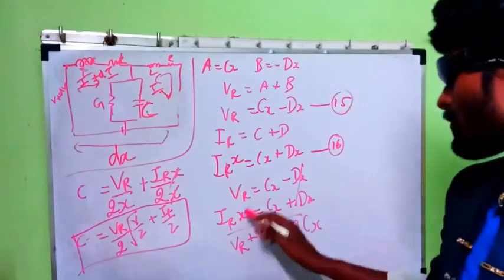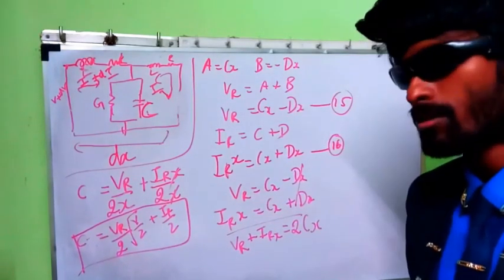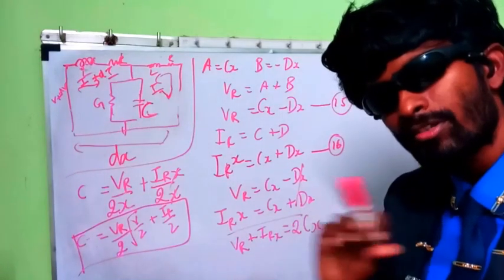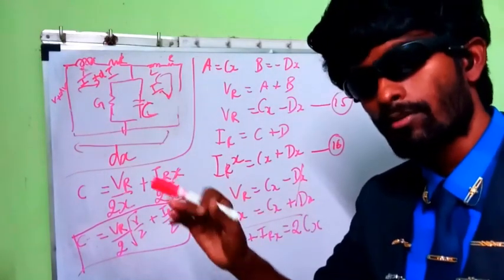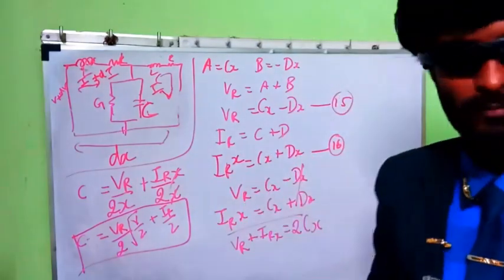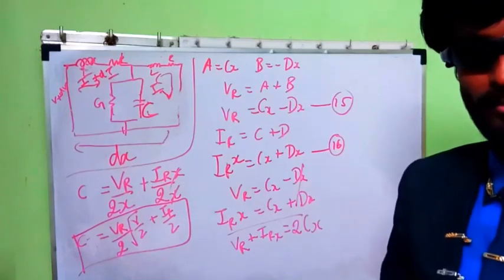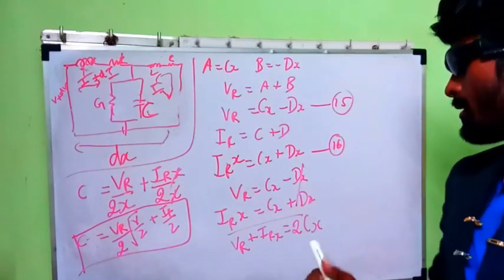We added these two equations and got c, right? So when we subtract these two equations, we will get d. Am I right? Surely right. So simply, I'm just going to make a subtraction here.